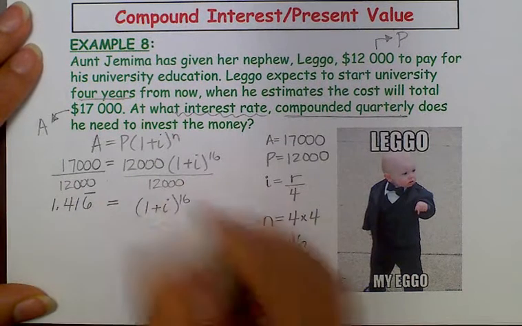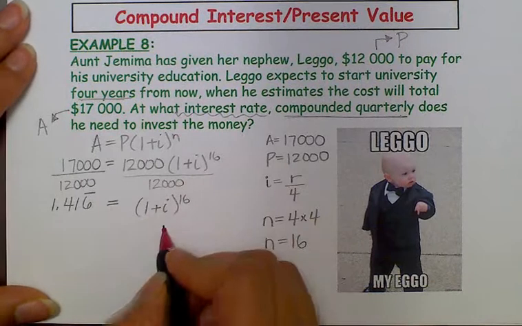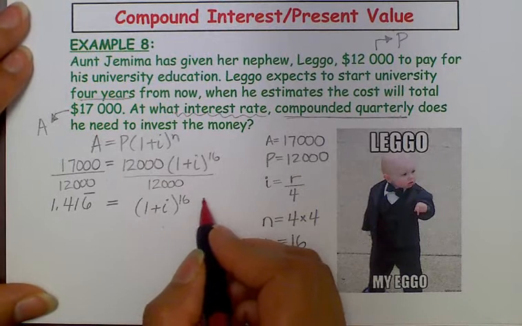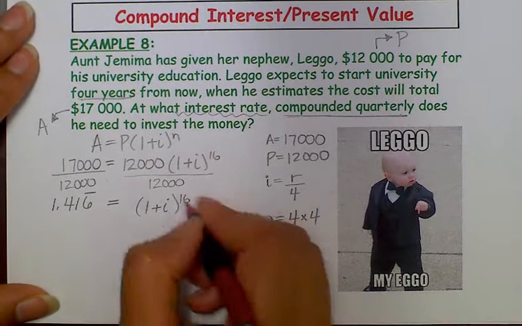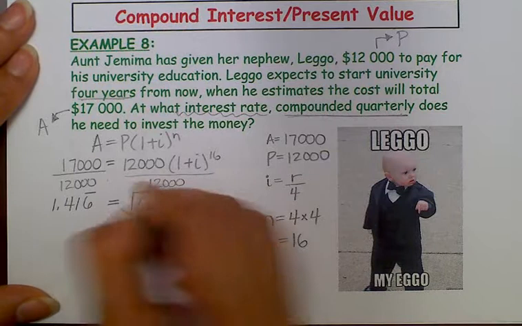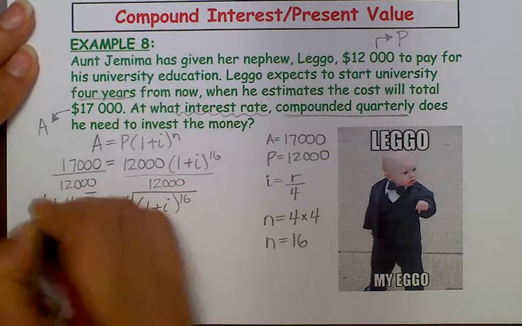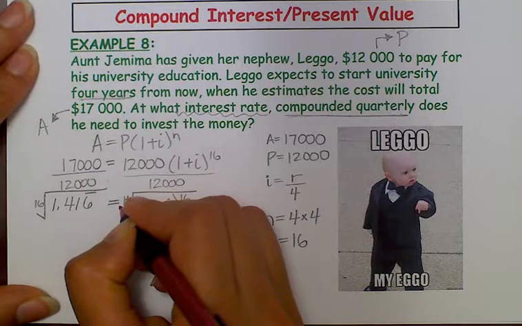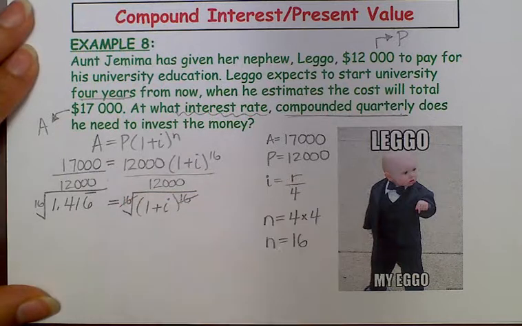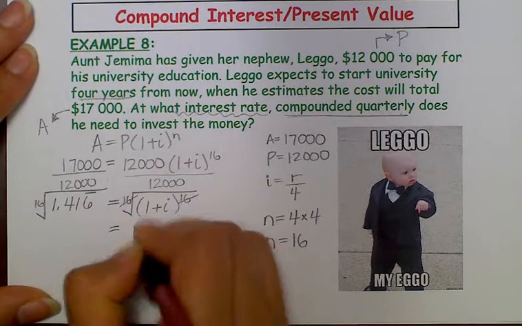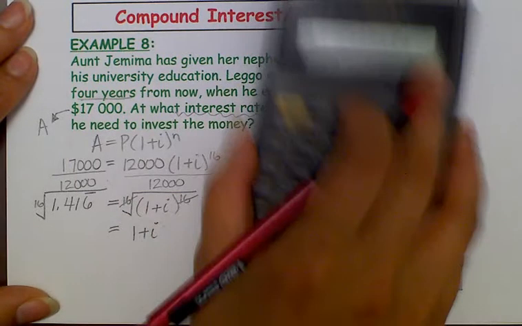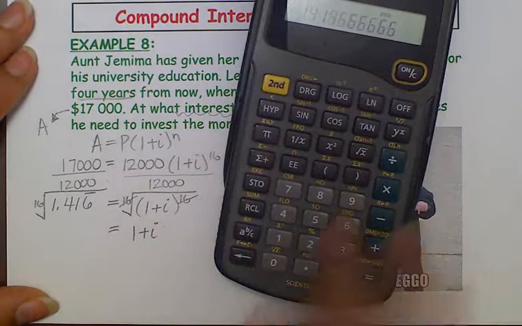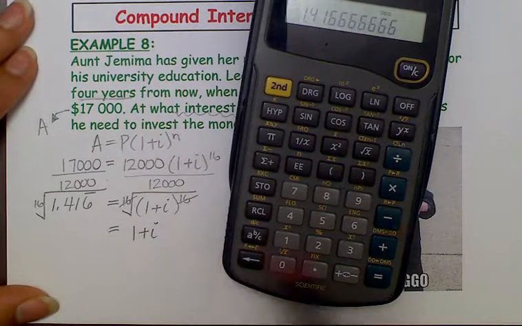Now, because I'm trying to isolate I, but there's an exponent applied to it, I need to do the opposite of an exponent, which is a root. And so what I'm going to look at is the 16th root of both sides. And so what that'll do is it'll eliminate the 16th root and the exponent of 16. So on the right-hand side, I'm left with 1 plus I. And on the left-hand side, I can find the 16th root of this number. And I'm going to try to put in as many 6's as I can on my calculator just to try to get an accurate solution.